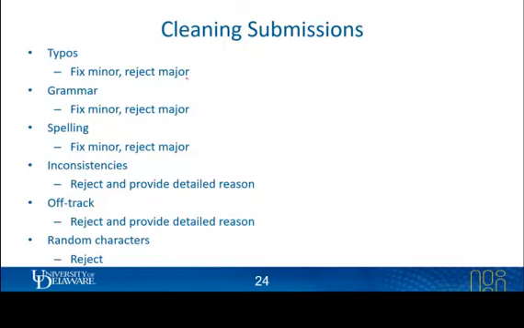So we need to clean the submission. The first thing is we clean typos. If it's a minor typo, it's fine. We're going to fix it and then grade. If it's a major problem, then it's going to be rejected, and the student, of course, has more tries. So we tell the student that there's a typo, fix the typo, and then resubmit. They can resubmit as many times as they want. So it's not a big deal to reject typos and grammar errors and spelling errors.